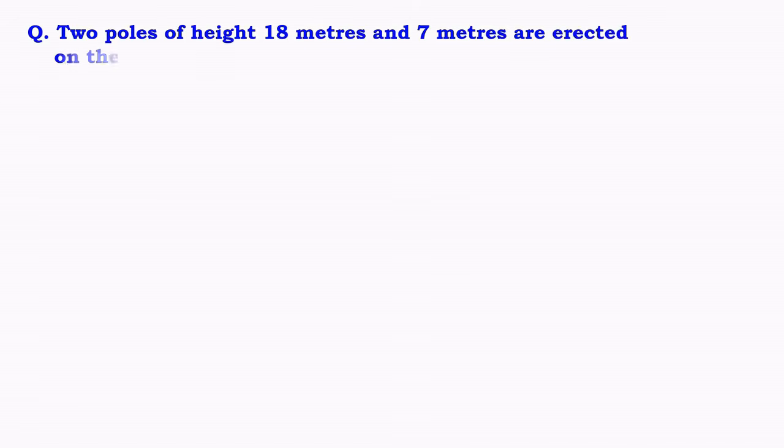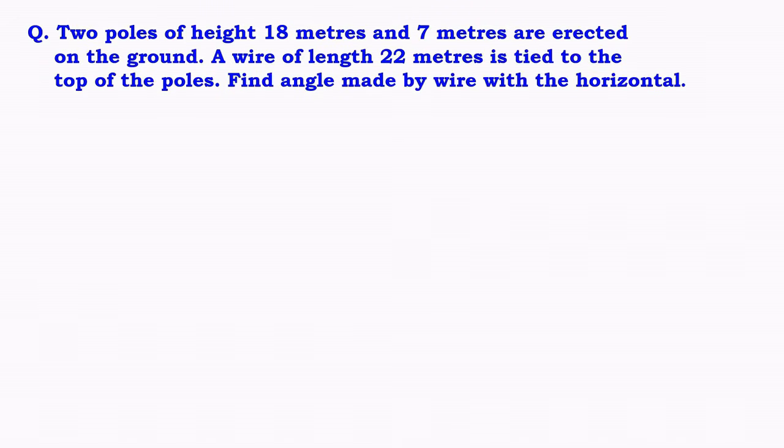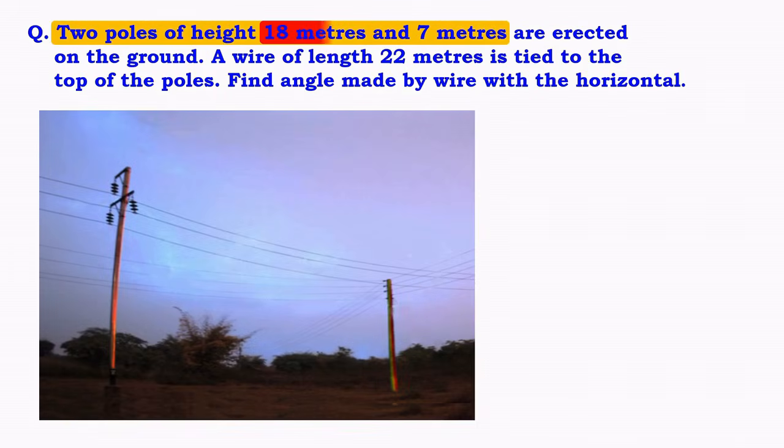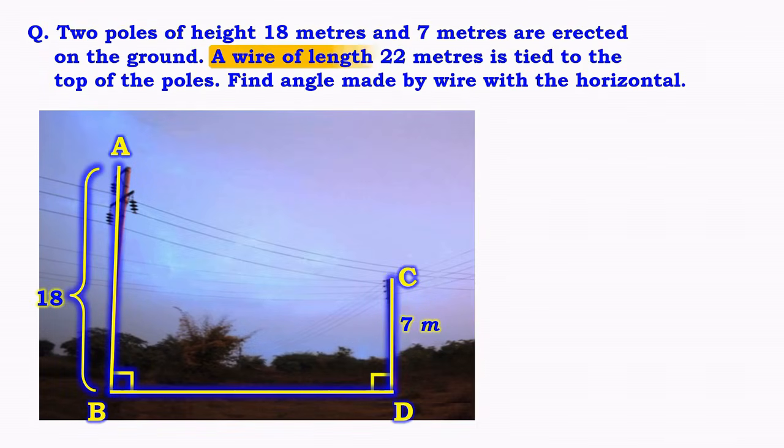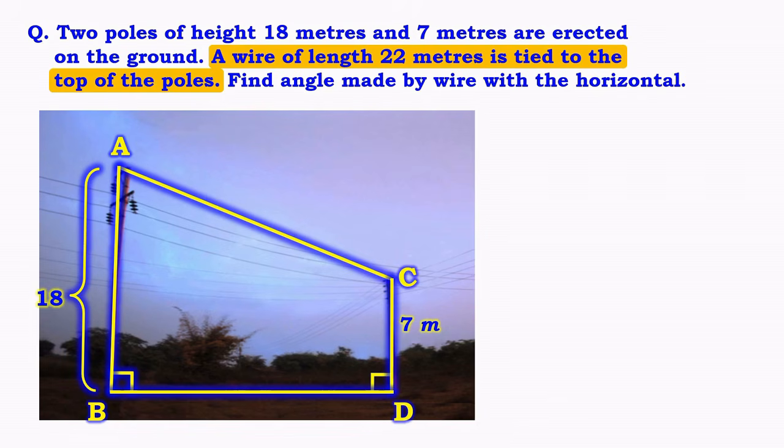Let us consider the given question. Two poles of heights 18 meters and 7 meters are erected on the ground. A wire of length 22 meters is tied to the top of the poles. We have to find the angle made by the wire with the horizontal. In the figure, A represents the top of the taller pole and B represents its foot. The height AB is 18 meters.